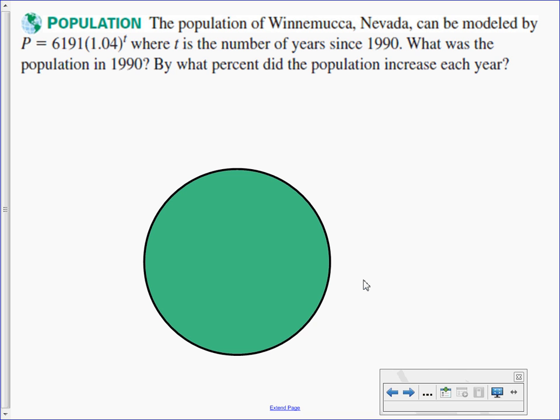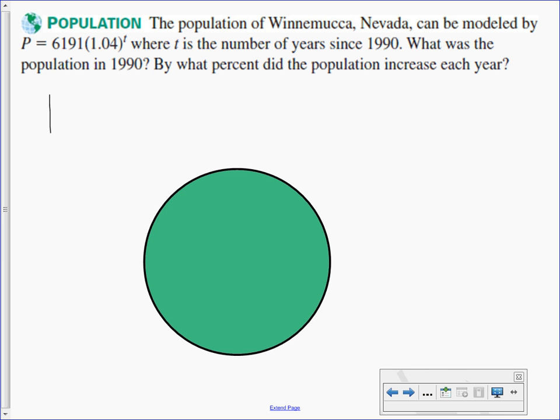The population of Winsamula, Nevada. It's a joke. Get it? Winsamula, Nevada, Las Vegas. Winsamula. It's not funny, please. Don't try to humor me. You don't get extra credit. Anyway. Poor Isabella, she's like, but there's no L. Isabella, even I got that. You're supposed to be smarter than me.